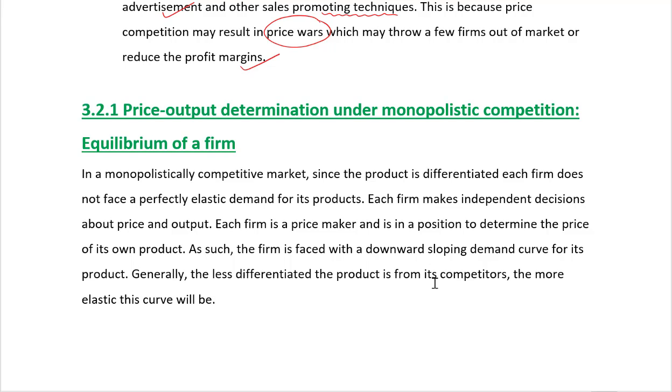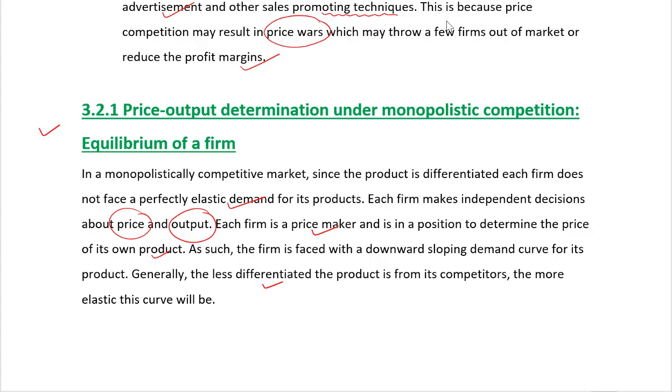The next topic is price output determination under monopolistic competition, equilibrium of a firm. In a monopolistically competitive market, since the product is differentiated, each firm does not face a perfectly elastic demand for its product. So each firm makes independent decisions about the price as well as the output. Each firm is a price maker and in a position to determine the price of its own product. As such, the firm faces a downward sloping demand curve for its product.